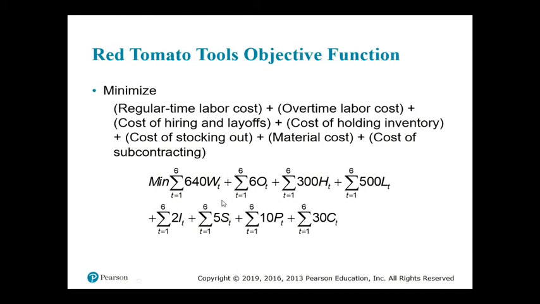Now, labor cost, so for each month we have a worker's size of WT. So regular time worker cost is 20 hours per month, right? Each worker works 20 hours per month multiplied by 8 hours per day multiplied by their regular time salary is $4 per hour, equal to 640. And so this is the regular time labor cost in month T, and we sum over all 6 months to get the total regular time labor cost.